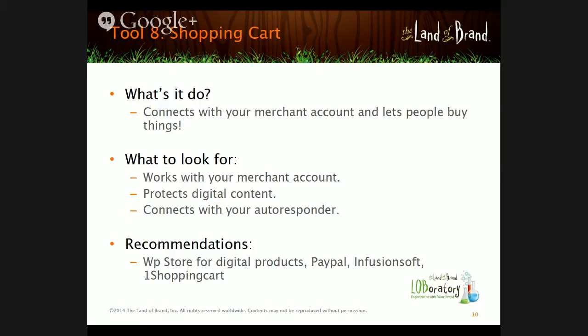I'm not actually sure that's what it's called. I didn't have time to search for it, but if you search WP Store for digital products, it usually comes up in the first couple of Google results, and it's just a plugin. I think it costs $49, and it connects to PayPal and your autoresponder. So it's kind of the middleman. It's installed into WordPress, and it houses specifically digital products, so specifically ebooks, audios, videos.